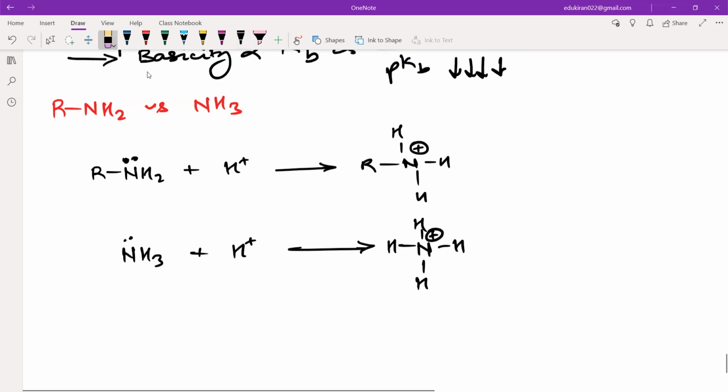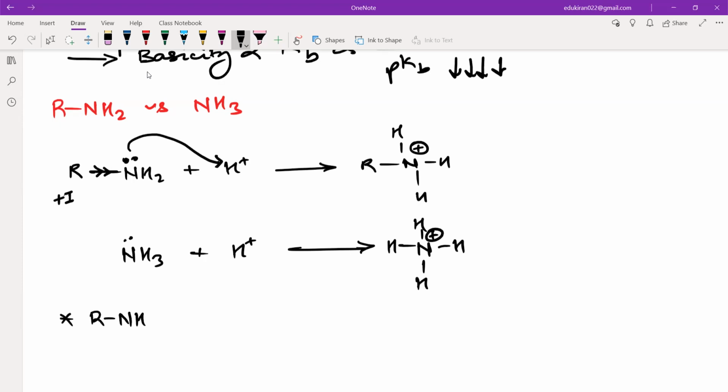As we know, the R group is present here in the alkane amine, and it is plus I, right? It gives electrons. Now, if it gives electrons, that means the nitrogen will have an excess of electrons in the lone pair, and it can easily donate the electron to the H plus. So RNH2 is higher in basic character. RNH2 will have the highest basic character, and that is because of the plus I effect of the R group.